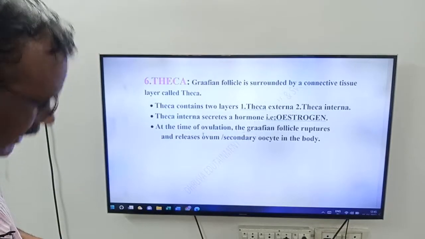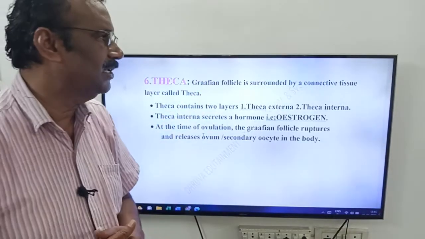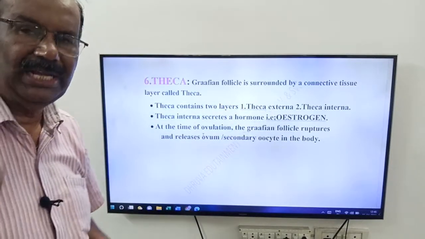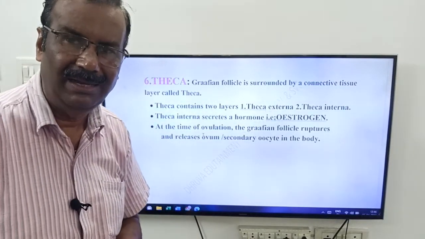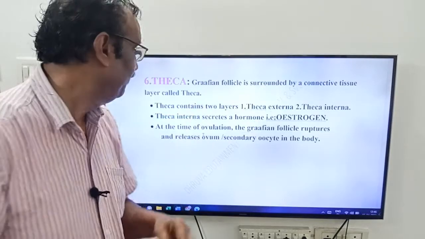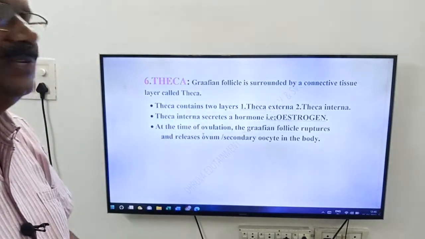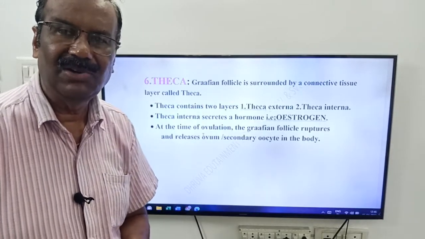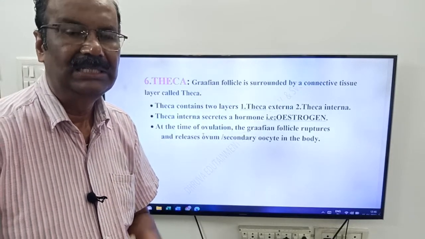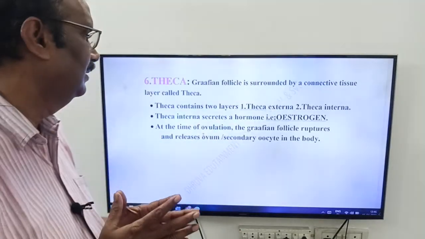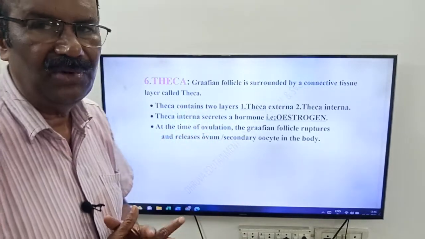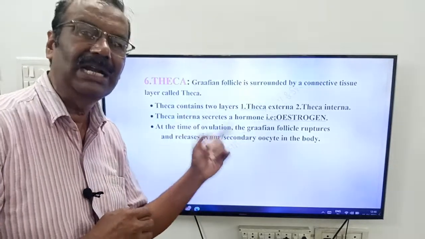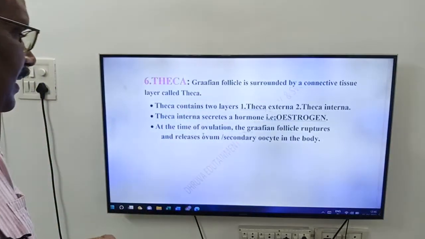Now come to theca, friends. The Graafian follicle is surrounded by a connective tissue layer called theca. This theca contains two layers: the outer one is called theca externa, the inner one is called theca interna. Theca is a connective tissue layer. It surrounds the Graafian follicle. It has two parts, theca externa and theca interna.